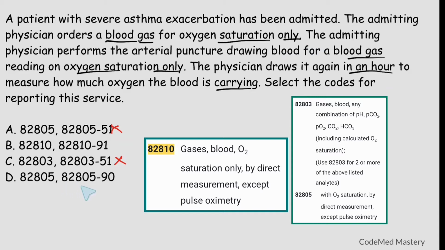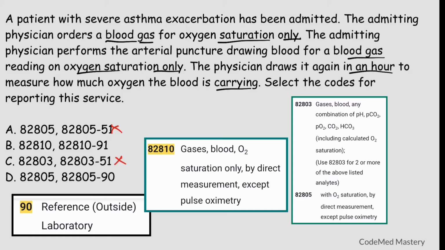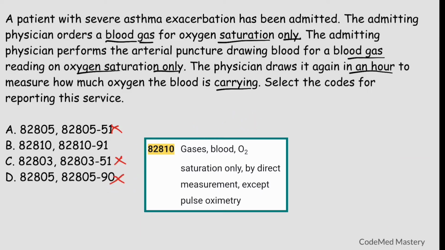So 82805 is wrong, and along with 82805 they have appended modifier 90 which is for reference outside laboratory. But in the scenario they have not mentioned reference outside laboratory, right? So we cannot append 90 modifier, so eliminate option D. We are left with option B which is the right answer.